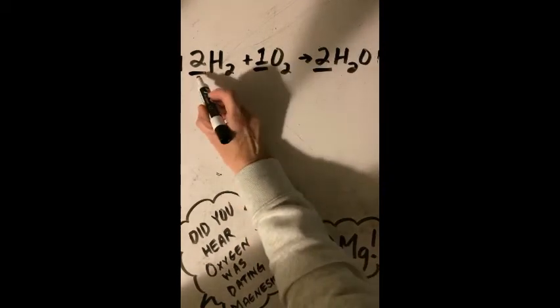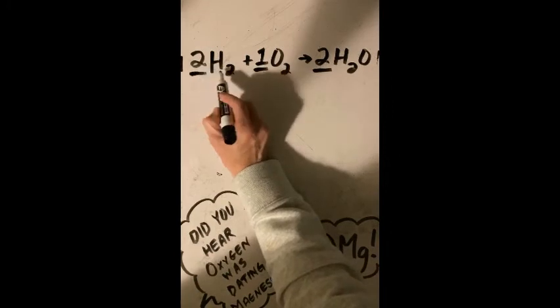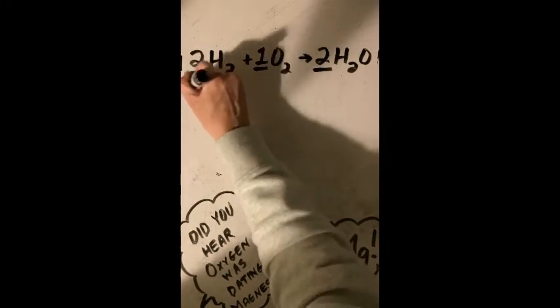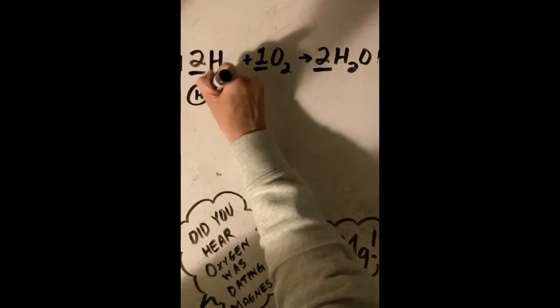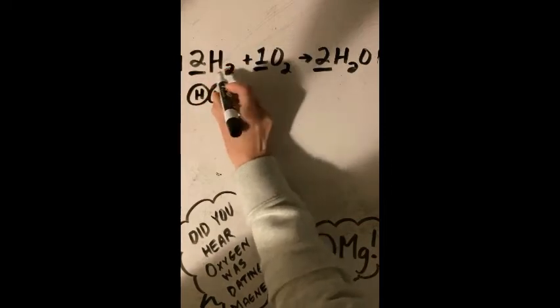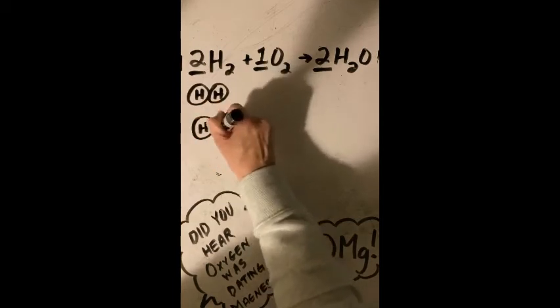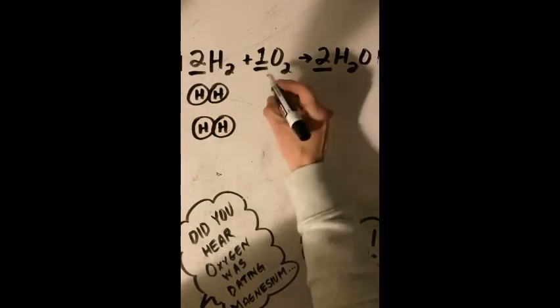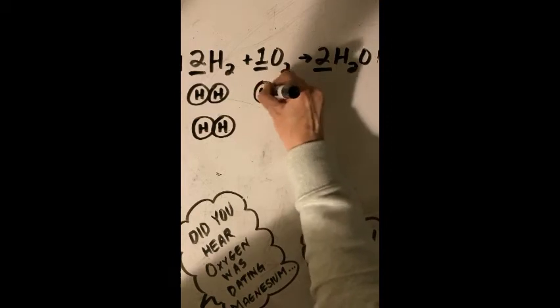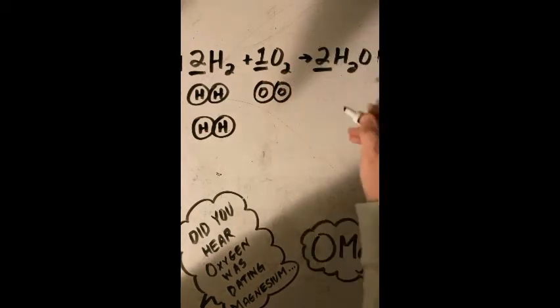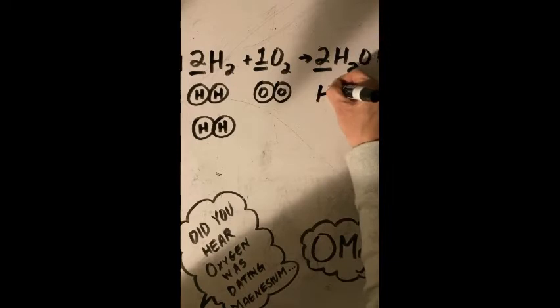Let's draw some particle pictures. Here we have 2 moles represented by 2 sets of hydrogen, 2 sets of H2, reacting with 1 set of O2 to produce 2 sets of H2O.